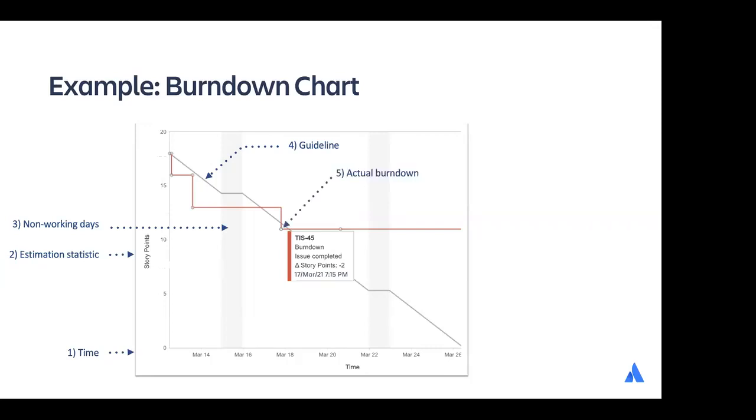And then the red line is the actual burn down. So the mapping of statuses to the done column on your board determines when an issue is considered completed, right? What's the final column? And when you click on any particular data point, you can see more detail about the issue that burned down.